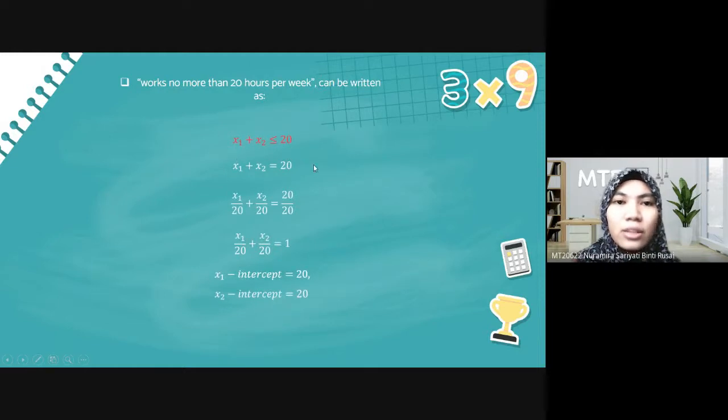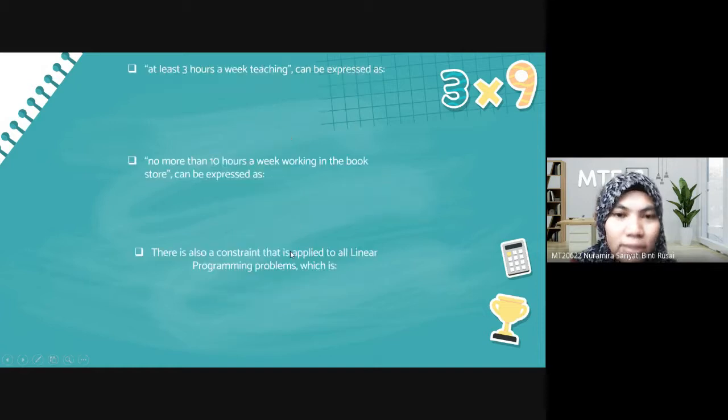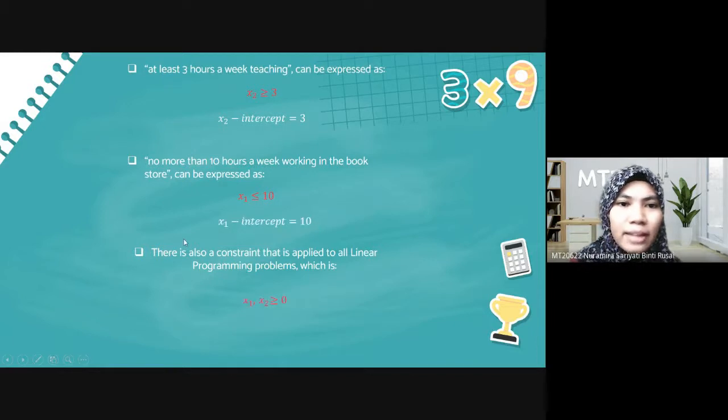The same goes here. This is the constraint for works no more than 20 hours per week. We do the same thing, divide the whole inequality by 20 to make this 1. Okay, this is the third constraint: at least 3 hours a week teaching, and then no more than 10 hours a week. And then there is also a constraint that is applied to all linear programming problems. This is applied to any LP problem.